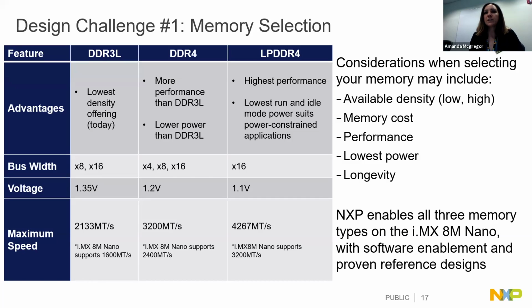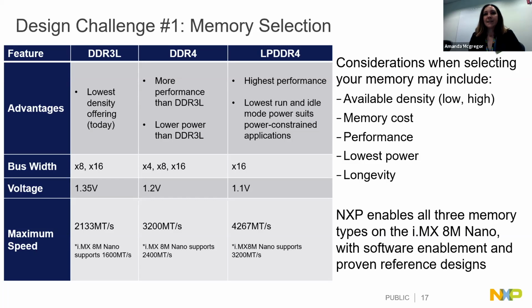We support DDR3L, DDR4, and LPDDR4. So when you're considering your memory choice, you may be looking at the density that's available. For example, DDR3L today has a much lower density range. So you might only need 512 megabit, and that might be the sweet spot in terms of density and pricing for you. So you might elect to go with DDR3L.